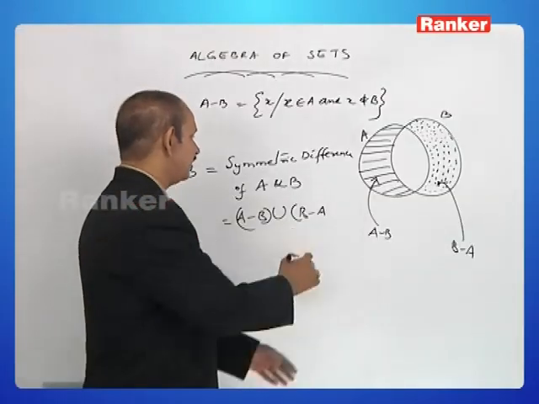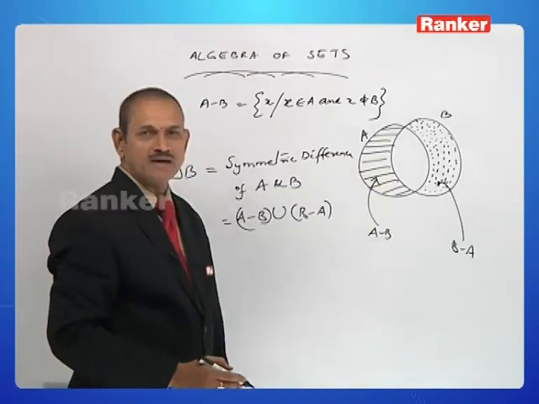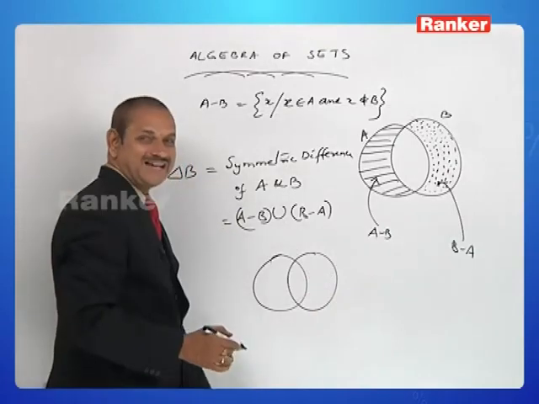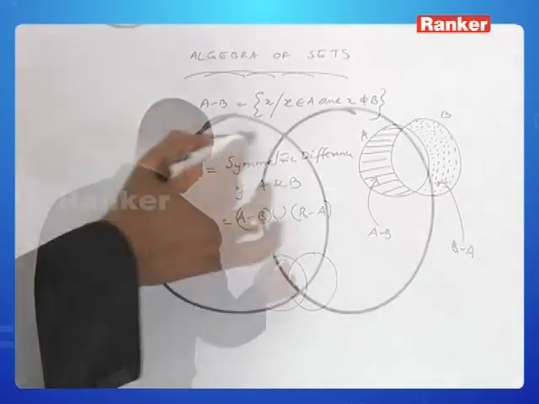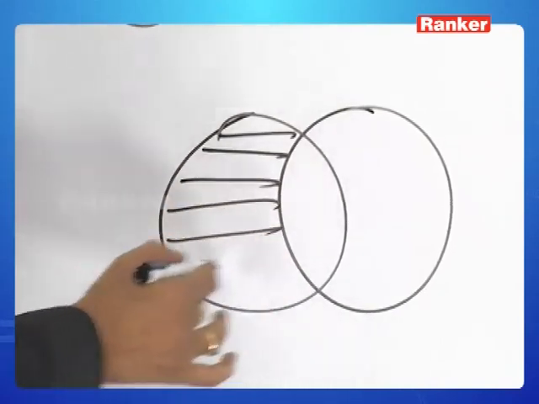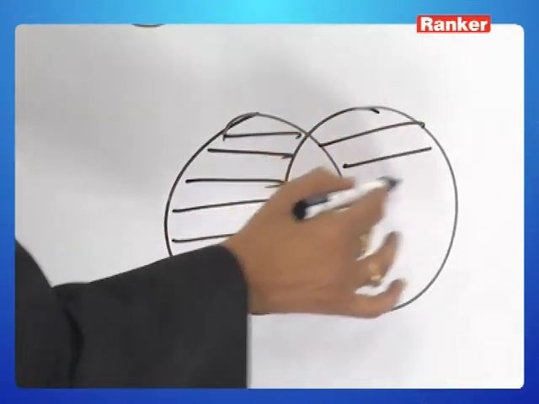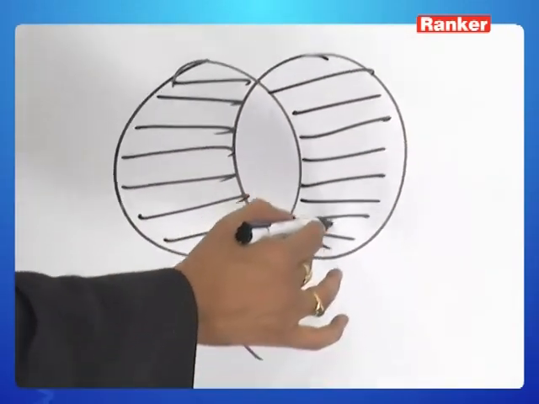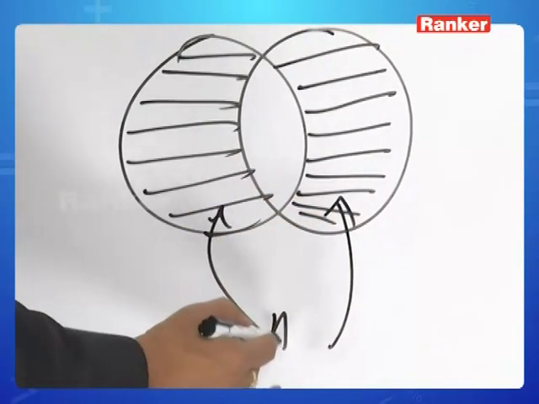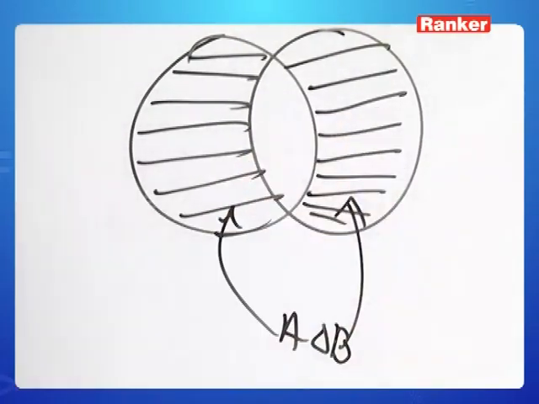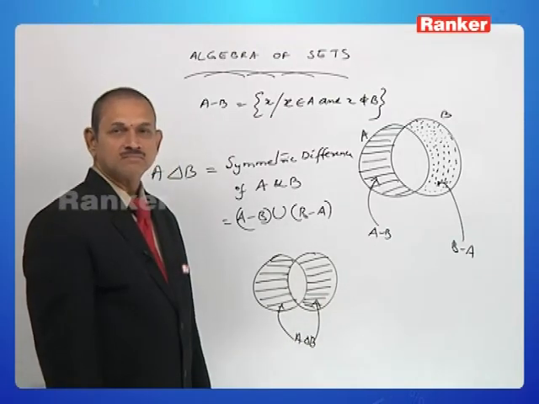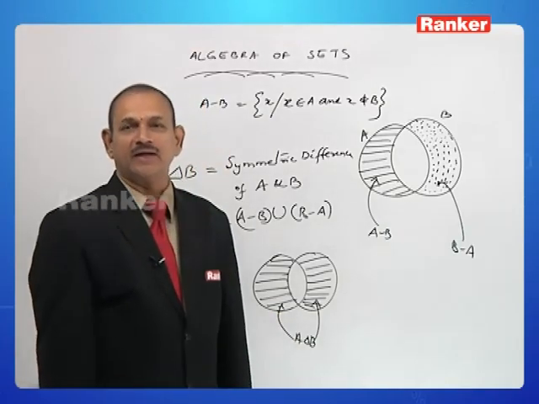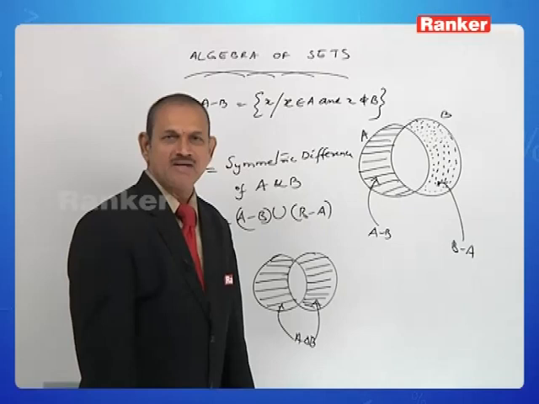So what is A delta B? Both A minus B and B minus A; their union is A delta B. If you want to represent this diagrammatically, this portion and this portion comprise A delta B, that is the symmetric difference of A and B. There is one more concept left behind. We shall look at that.